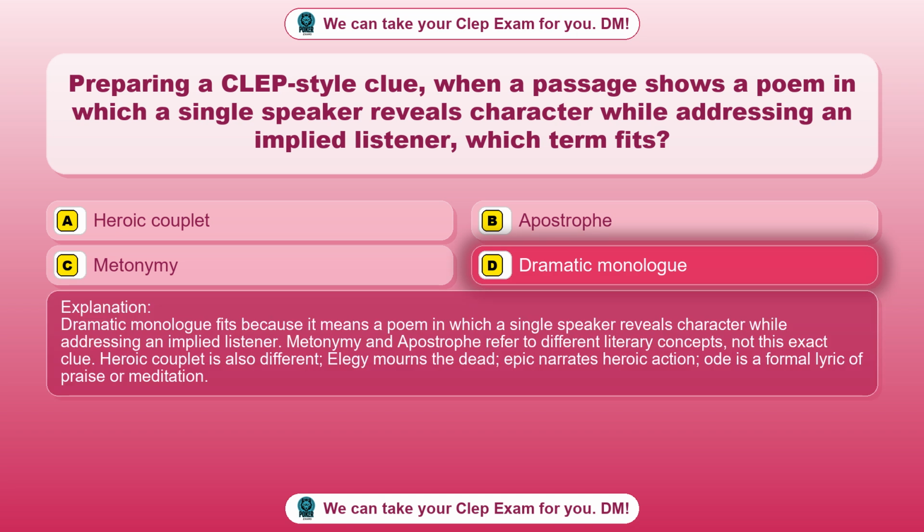Dramatic monologue fits because it means a poem in which a single speaker reveals character while addressing an implied listener. Metonymy and apostrophe refer to different literary concepts, not this exact clue. Heroic couplet is also different. Elegy mourns the dead, epic narrates heroic action, ode is a formal lyric of praise or meditation.